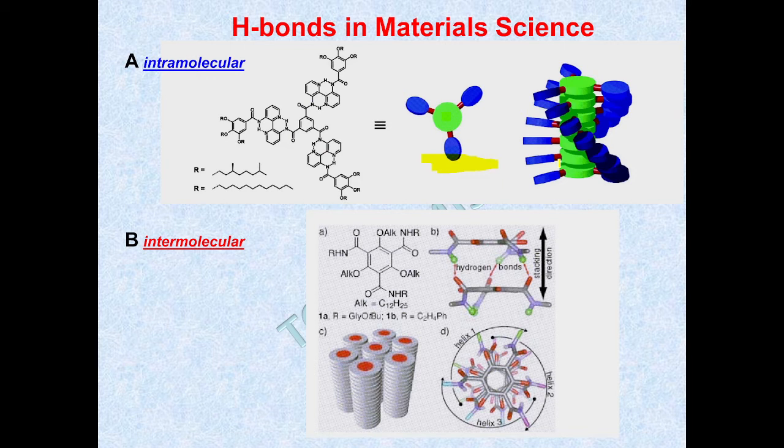Whereas the intermolecular version of hydrogen bonding in materials science can be shown here in terms of these hydrogen bondings in the stacking direction. And you can see here the helical structure when it forms the intermolecular bonding into the columnar structure.